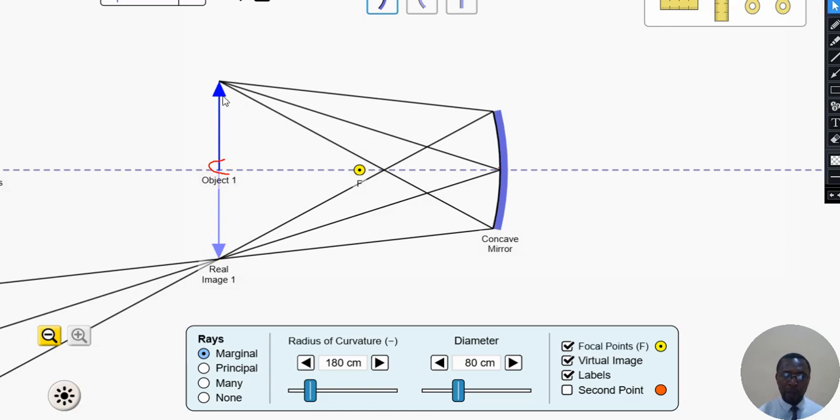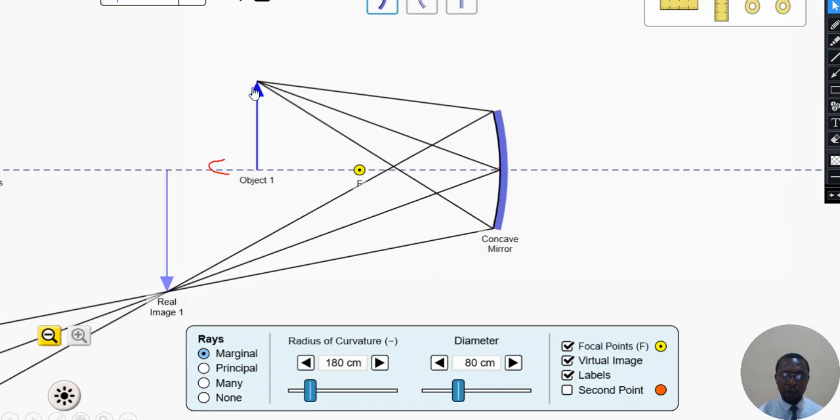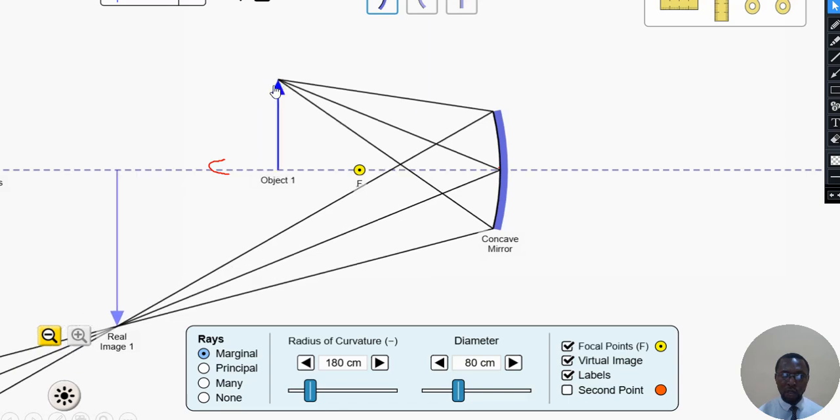Let's see what happened to the image. Look at me now. I'm going to move the object away from it. I've moved it away from the center of curvature. What did you notice? You could see that the image being formed is now magnified. It's bigger than the object.